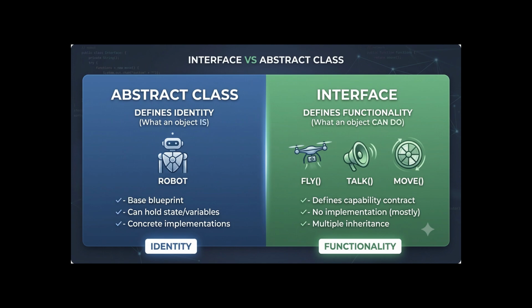Remember, an abstract class defines identity, what an object is. An interface defines functionality, what an object can do. Master this difference, and you'll write cleaner, more flexible code.